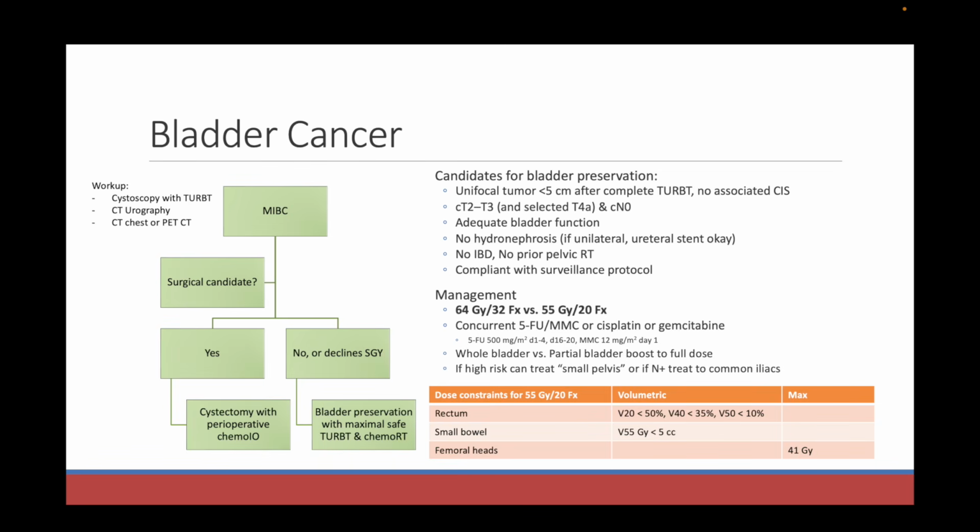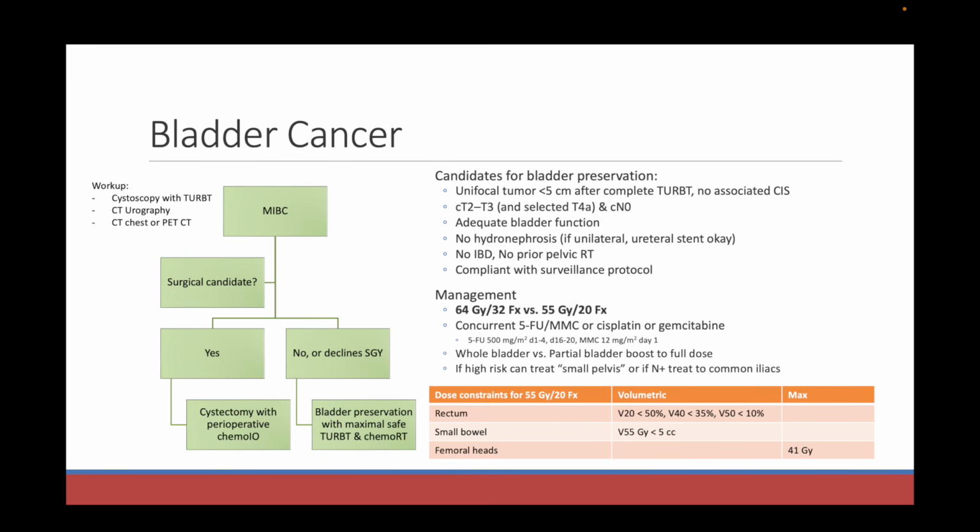They should be T2 to T3, select T4A is okay, and they should be clinically node negative. They should have adequate bladder function, and they should not have hydronephrosis. If they have unilateral hydronephrosis, it's okay for them to get a ureteral stent first, but ideally no hydronephrosis. You don't want them to have inflammatory bowel disease or prior pelvic radiation, some contraindication to radiation basically. And they should be compliant with surveillance because they're going to need regular cystoscopies moving forward.